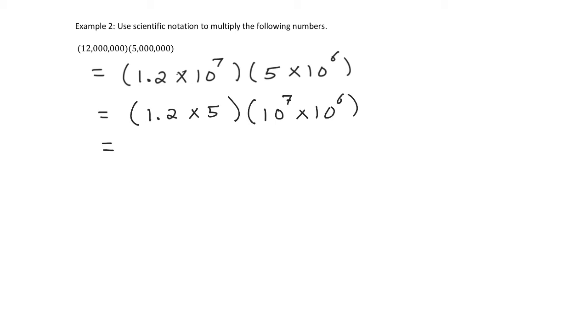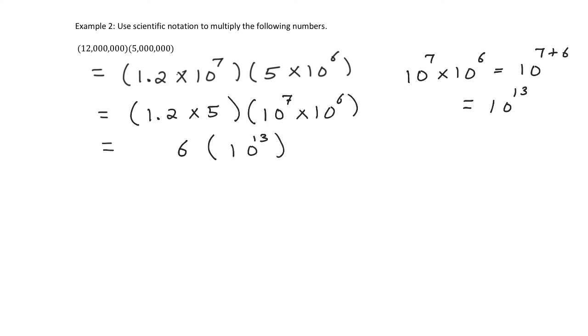It's easy to multiply 1.2 and 5 together, just the numbers that appear in front of the scientific notation. 1.2 times 5 is 6. I won't even put any parentheses around that. That's just one number. Now, in the second set of parentheses, I have 10 to the 7th, and I'm multiplying that by 10 to the 6th. We had a property of exponents that said if the bases are the same, you can simply add the exponents together. So 7 plus 6, and that is going to be 10 to the power of 13. So I'm going to put that in place of the parentheses here.